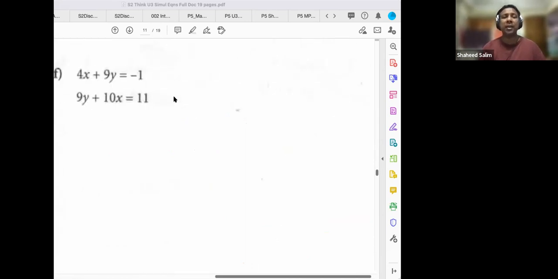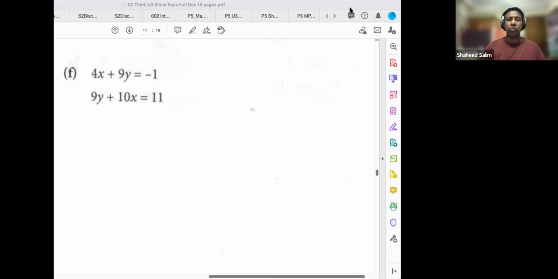Now there's actually another method. I wanted to show you another method. Now watch what I do. I make this as equation 1. What is equation 1? 10x plus 9y equals to 11. Is this okay for you? It's the same, right?